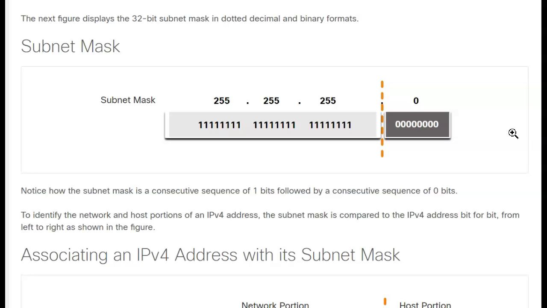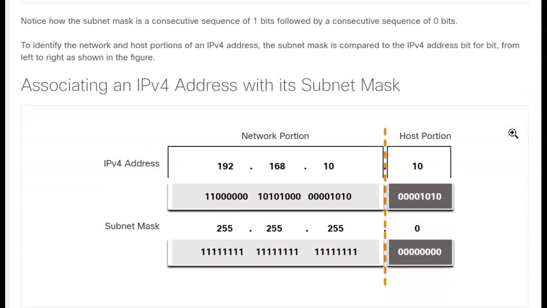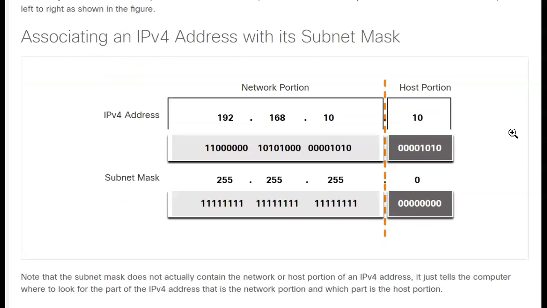Now the question is, how do I associate an IPv4 address and its subnet mask? Well, what you end up doing is pretty much putting one on top of the other, and what you do is what they call an ANDing operation. If there are two 1s, it's a 1. If it's two 0s, it's a 0. If it's a 1 and a 0, it's a 0.